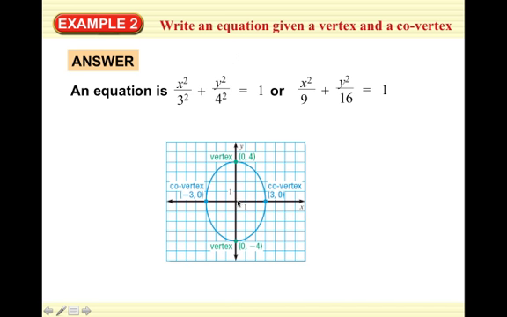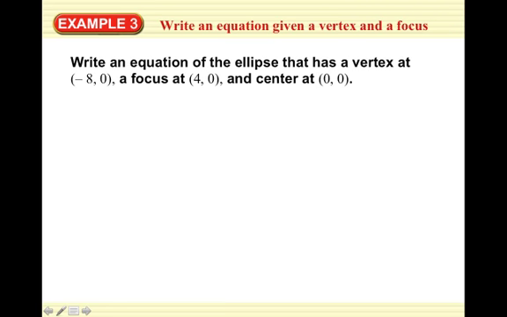So A is 4, and A squared is 4 squared, and that goes under my y squared because this is a vertical ellipse. The co-vertex they gave me was (-3, 0), so that means B is 3, and 3 squared will go under x squared, and then equals 1. So x squared over 9 plus y squared over 16 equals 1. Really all you need to do is know where the vertex is and where the co-vertex is. If you want, get the other co-vertex and vertex from symmetry and sketch in the ellipse, that's fine. But this is our answer: x squared over 9 plus y squared over 16 equals 1.